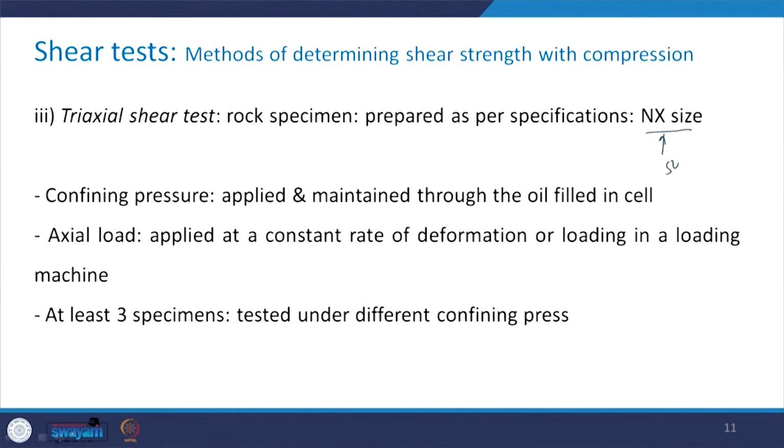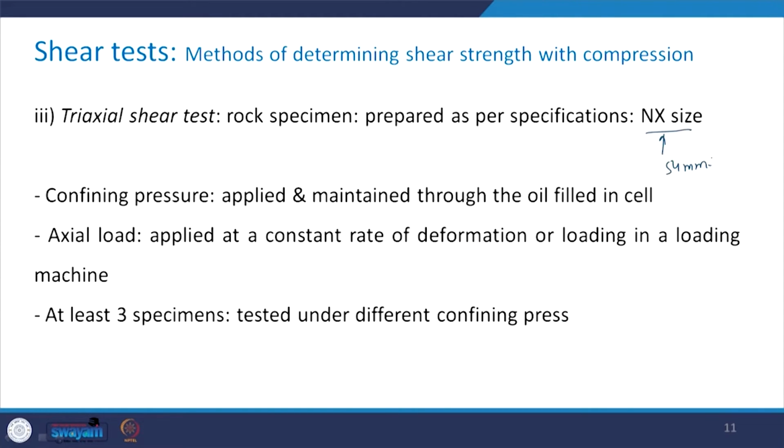Therefore, the basic philosophy will remain the same, that is, in the first stage we apply the all around pressure, and then in the second stage we increase the axial stress in order to shear the rock specimen. Now, the rock specimen in this case is prepared as per the specification which I discussed with you in some of the previous classes. The diameter of the rock specimen should be of NX size, which is 54 mm as per ISRM.